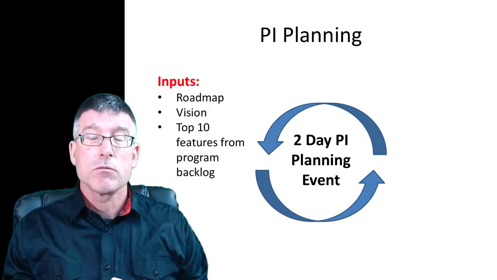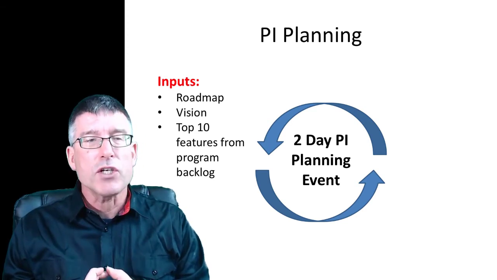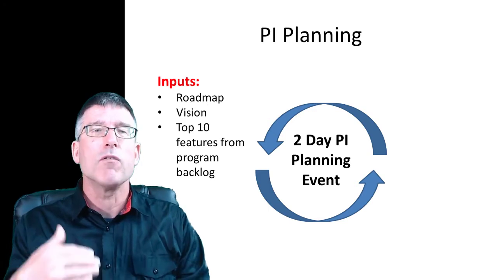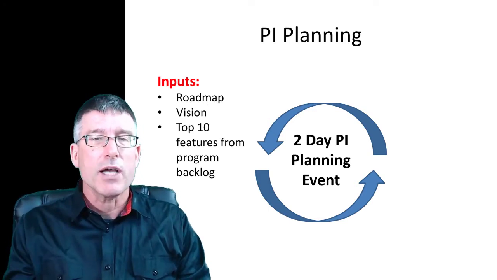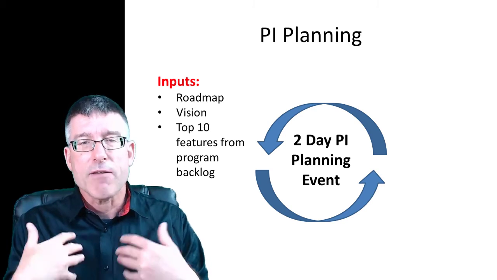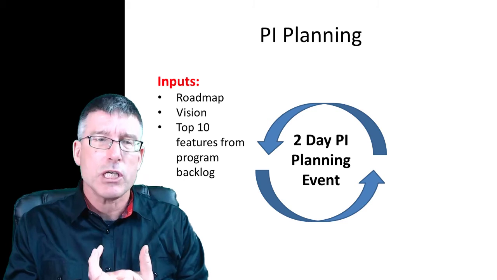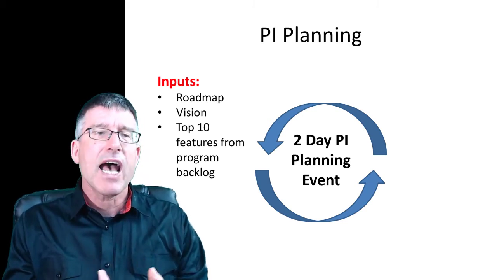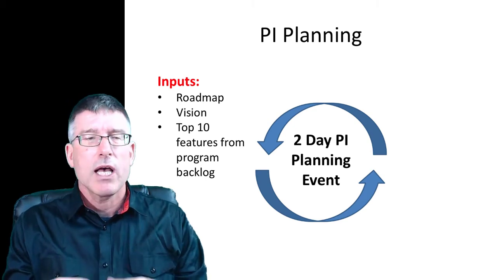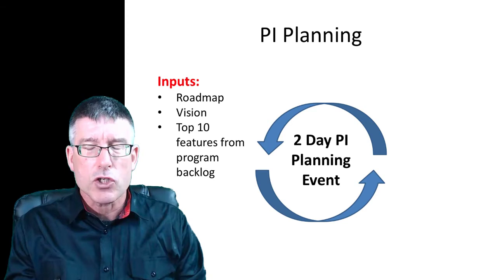The inputs are the roadmap. So these are the features that the business wants to have in the system. They have a roadmap progressing out a number of PIs that shows these are the features that we want to evolve into the system. The vision: what is it that we want to achieve in this PI? And then the top 10 features from our program backlog. Your numbers may vary, but we're going to take a number of the features and bring that in.